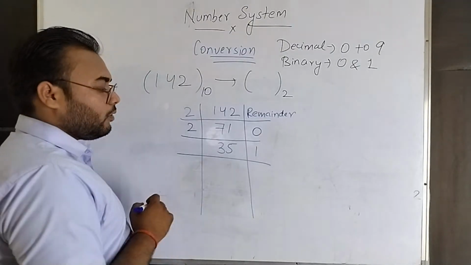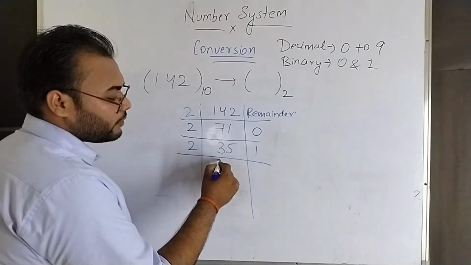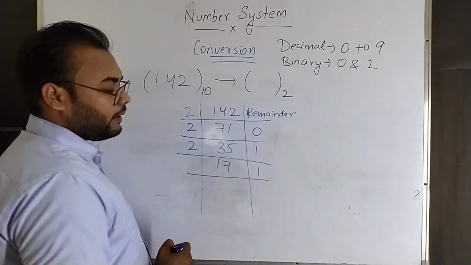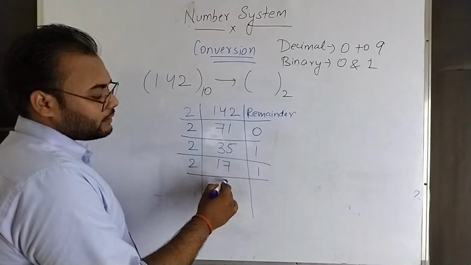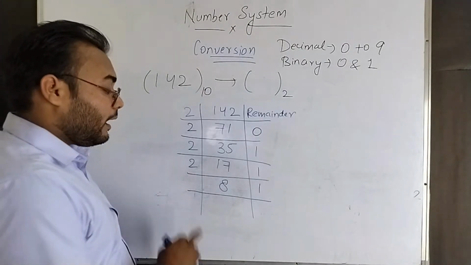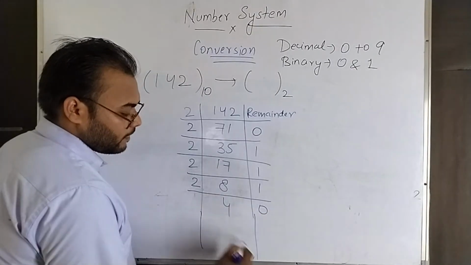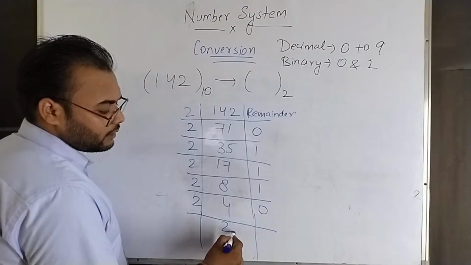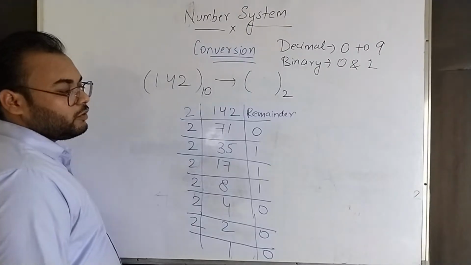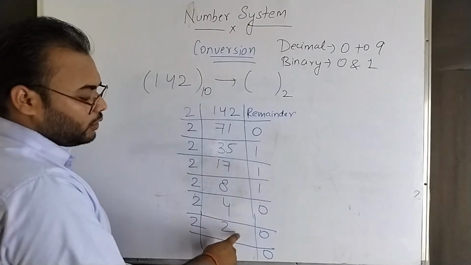Okay, fine. Now again by 2. 2 17s are 34, so we get 17 times here, and again we get 1 as the remainder. Now 2 8s are 16, again we get 1 as the remainder. Clear? Now when we divide by 2, 2 4s are 8, we get 0. 2 2s are 4, again we get 0. And the last one, 2 1s are 2, we get 0. So what is the final answer? You can check, everyone: 71, 35, 17, 8, 4, 2, 1.